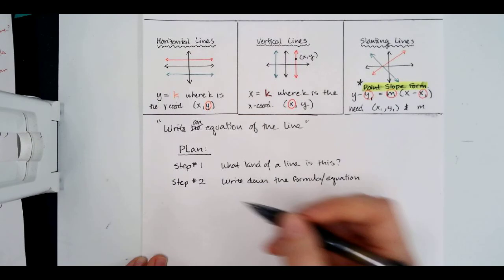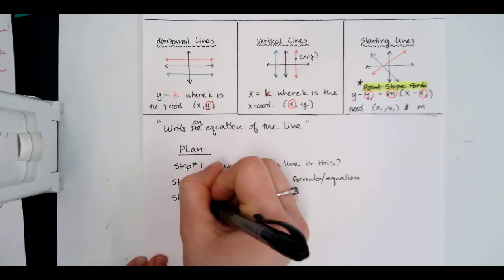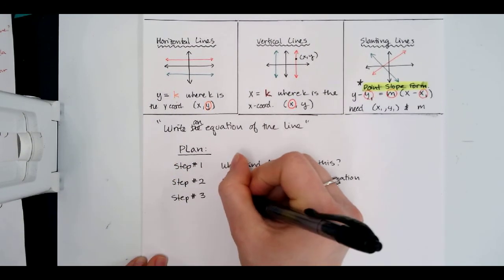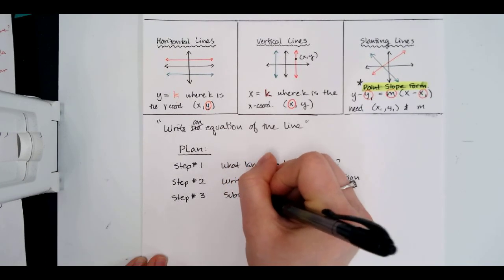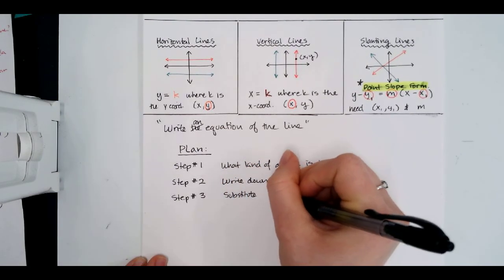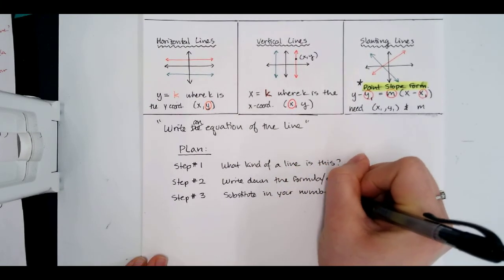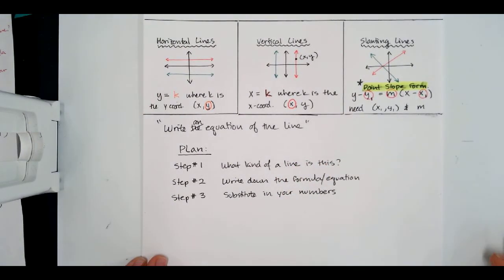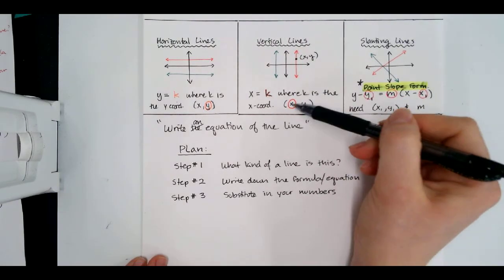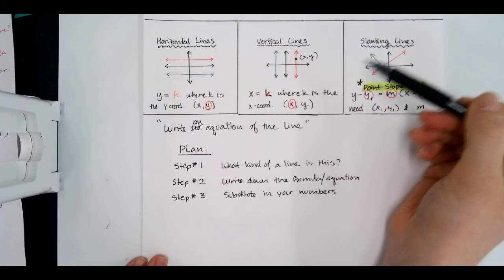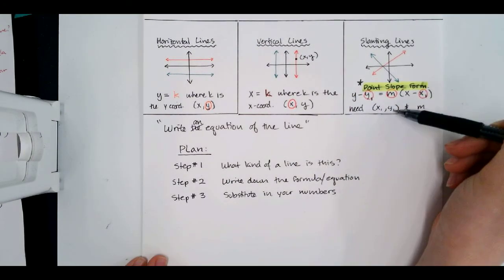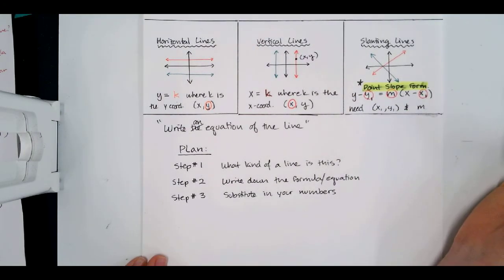All right, step number 3. There are 4 steps. Step number 3. Substitute in your numbers. So, substituting in your numbers, what does that mean? Well, for example, vertical lines, I'd get the x value and sub that in. For slanting lines, I'd find my m and my point and sub those in.